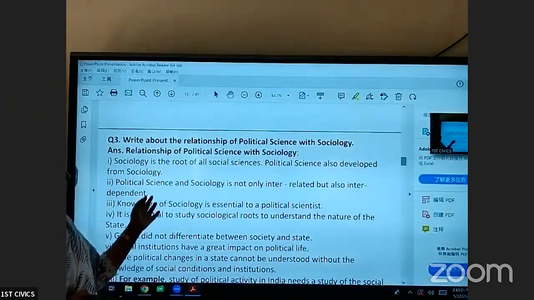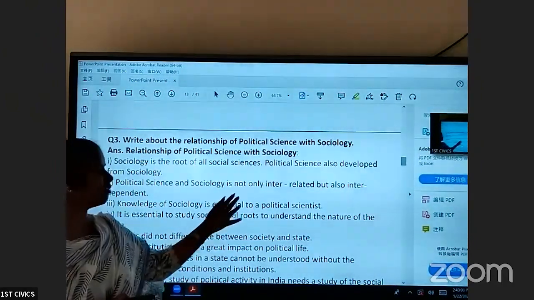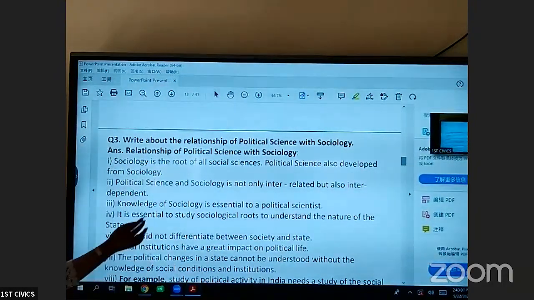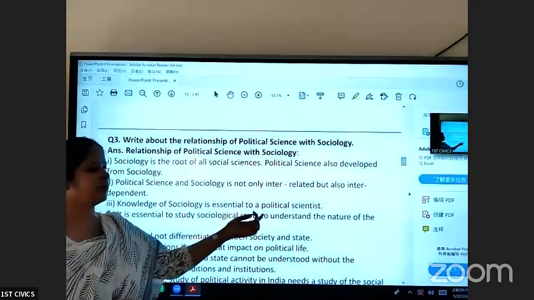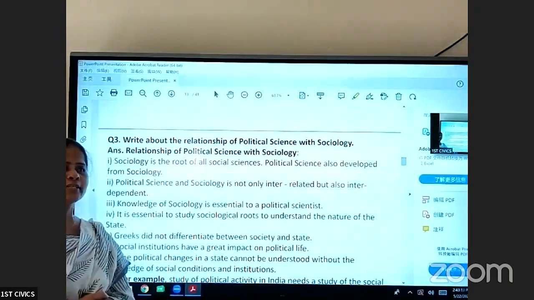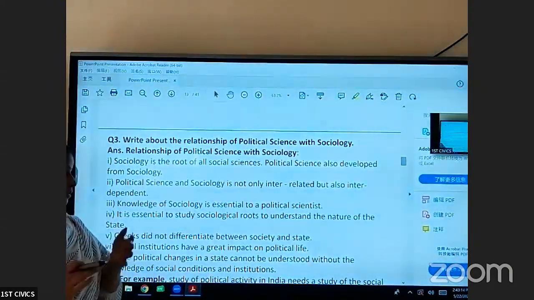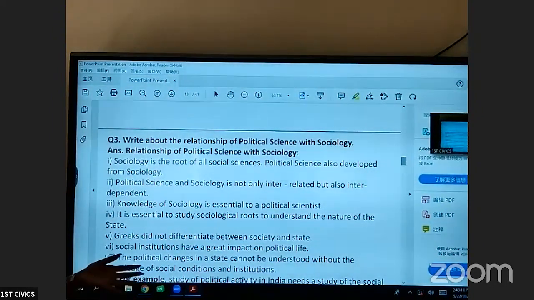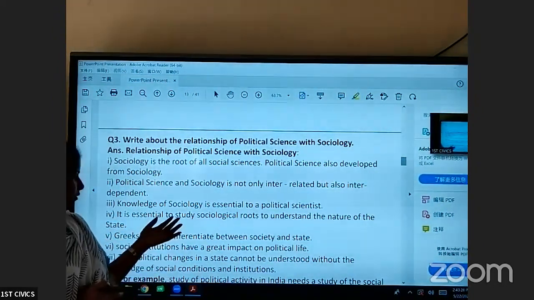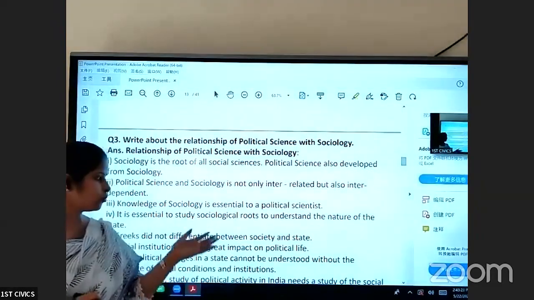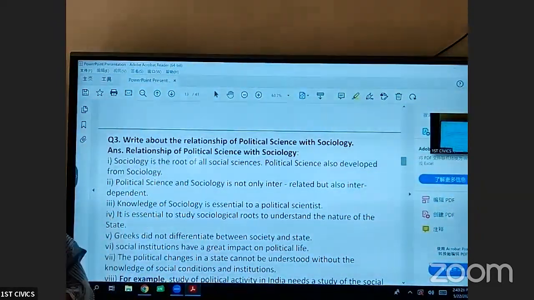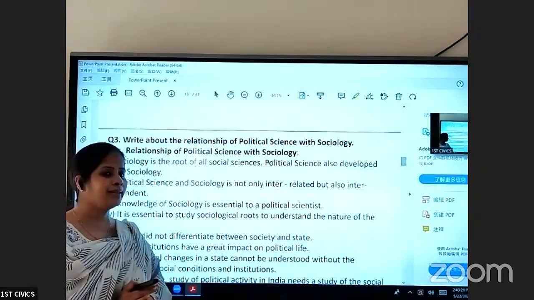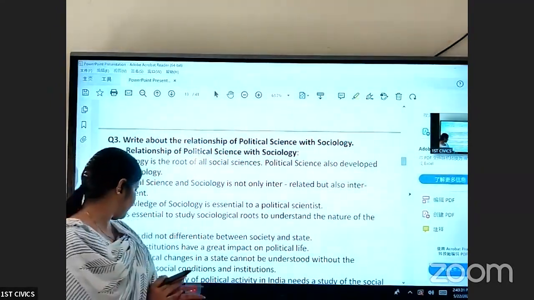Political science and sociology are not only interrelated, but they are interdependent. Knowledge of sociology is essential to a political scientist for making policies for the welfare of the people. The political scientist should have knowledge of the society. It is essential to study social groups to understand the nature of the state. The Greeks did not differentiate between the state and the society.